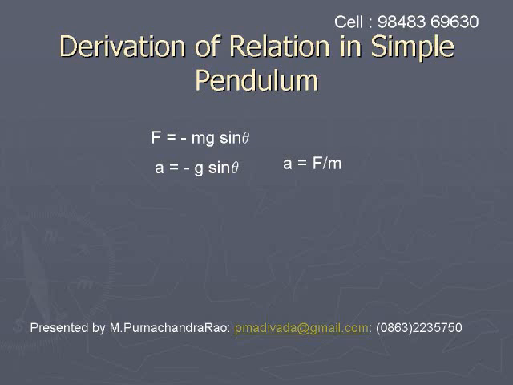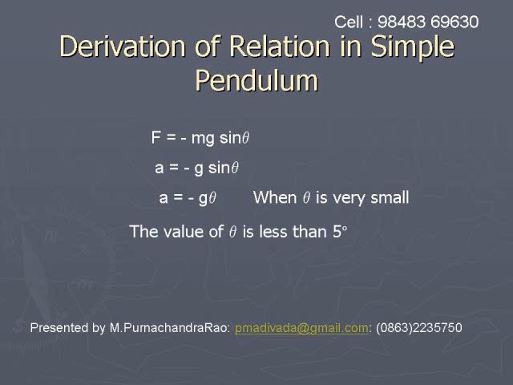The acceleration created by a force F is F by m. So, acceleration A is equal to minus g sin theta. This is the acceleration of the bob when it is at the position A. When theta is very small, sin theta will be equal to theta, hence A will be equal to minus g theta.